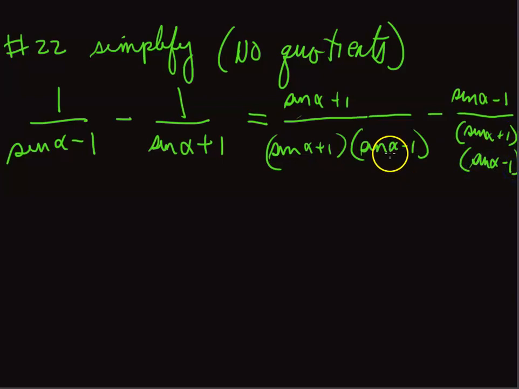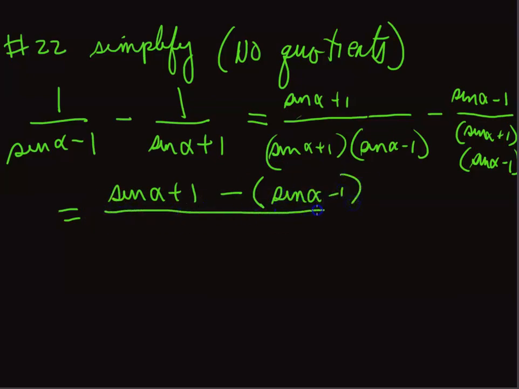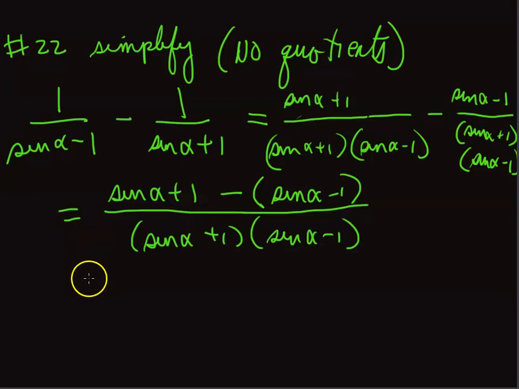I'm running out of room a little bit, but these have a common denominator, so the sine alpha plus 1 minus, well, I better be careful with this subtraction, sine alpha minus 1 over that common denominator of sine alpha plus 1 times sine alpha minus 1. Don't multiply those out unless it's going to help you simplify this.